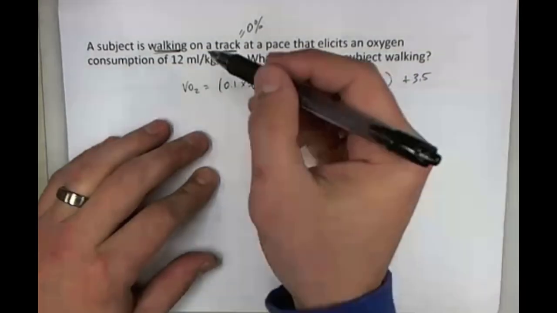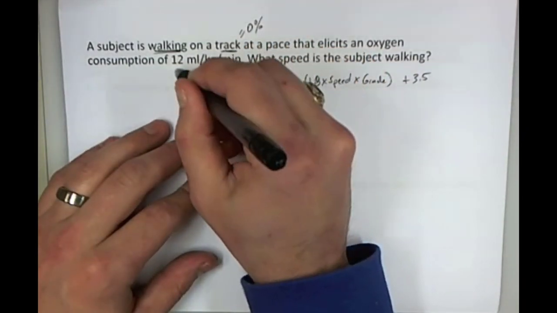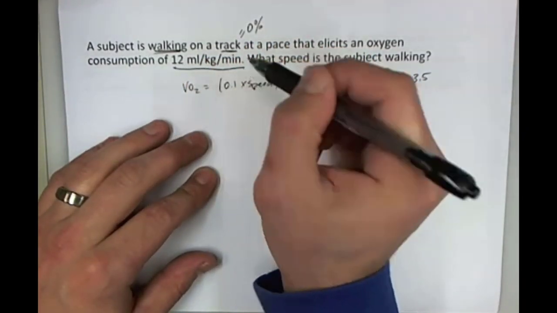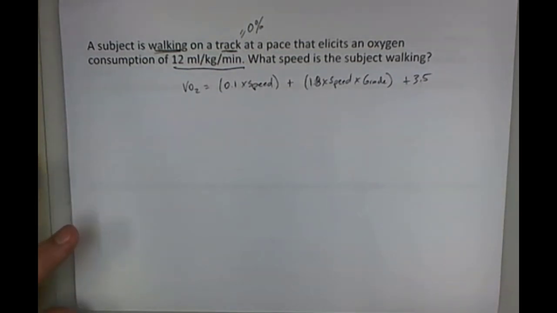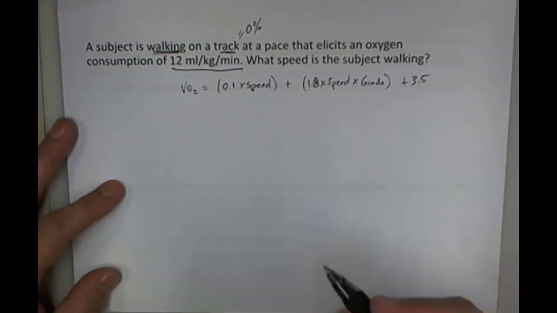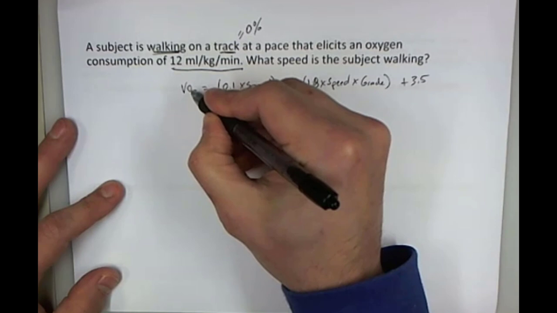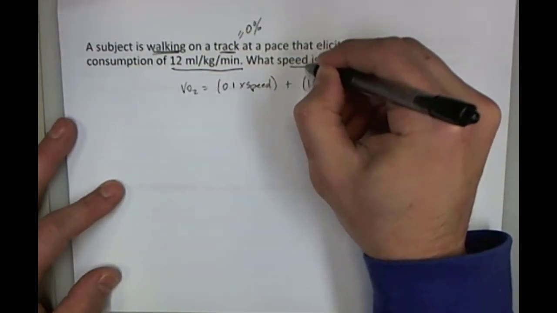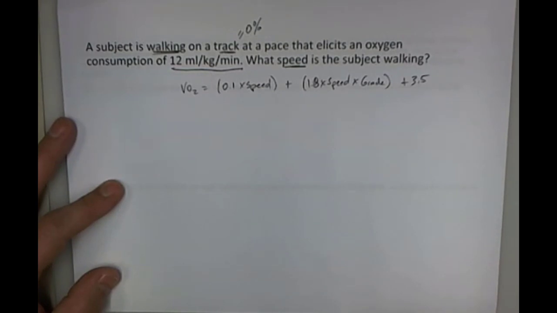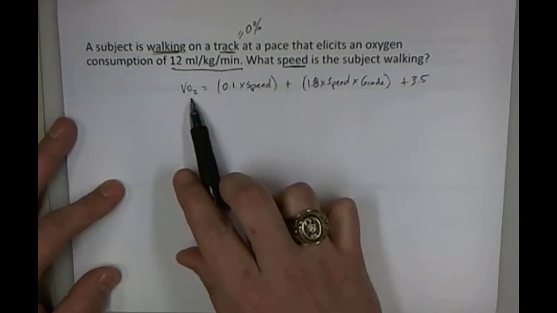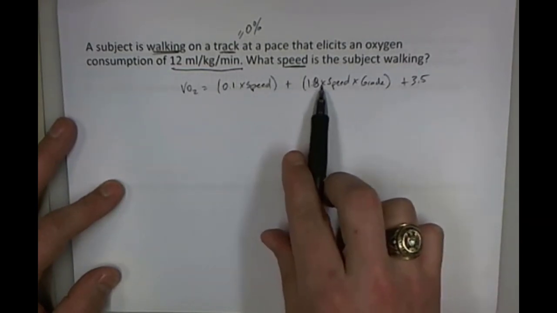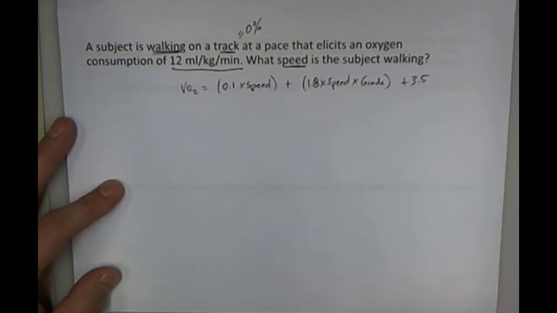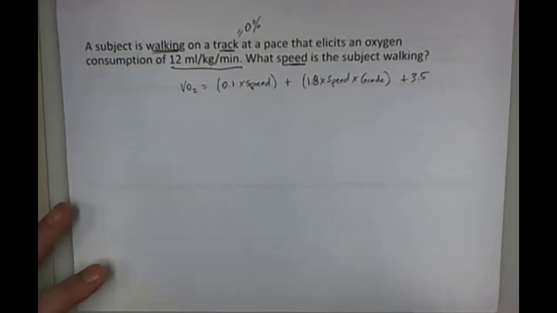The last part of information that we get from this is that our VO2 is 12 mL per kg per minute. So we're going to be able to put 12 here into our VO2 equation. And the last thing is that we need to solve for speed, which is great. So we have our VO2, we have a percent grade, and we have our variable that we're going to solve for, which is speed. So we can do that now.